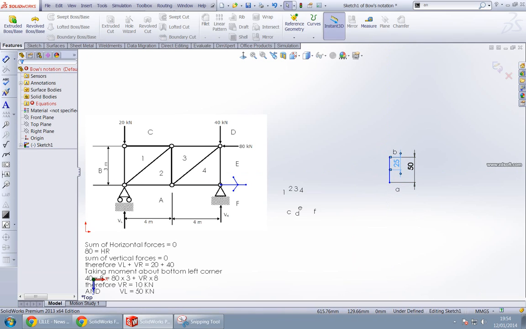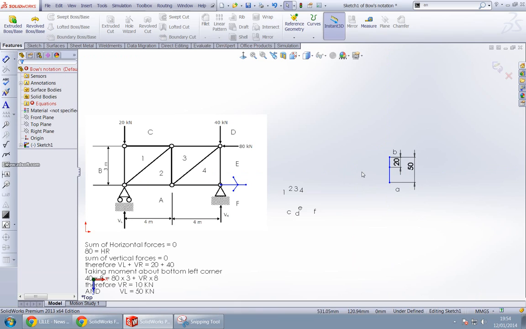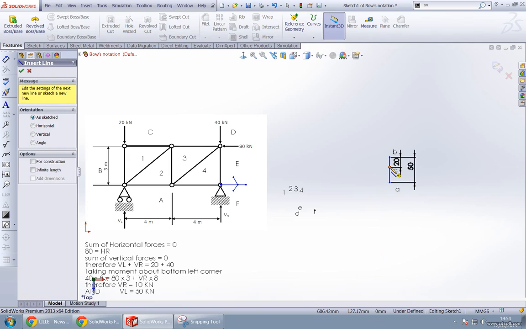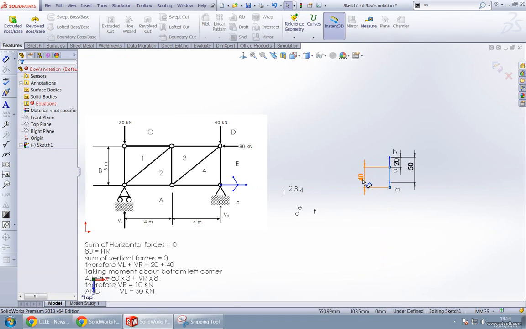Delete this and make this 20. Alright, now we are back on the track. So we got 50, we got 20, and that point would be point C. So we reached here. Now to go from C to D, we need to go 40 newton downwards. We draw a 40 millimeter line downward, and we reach point D.